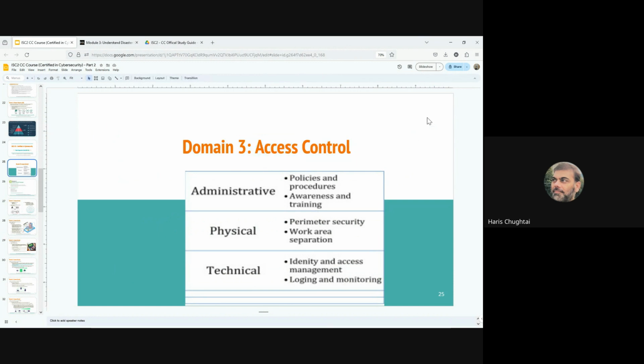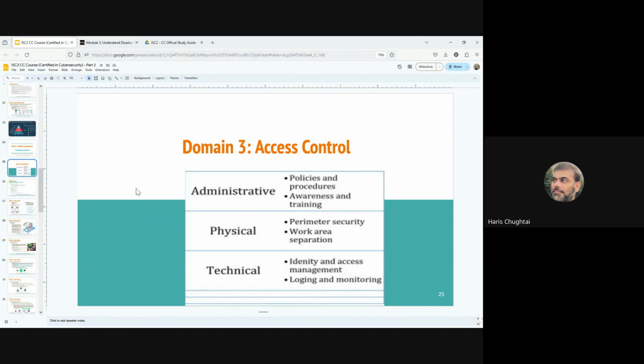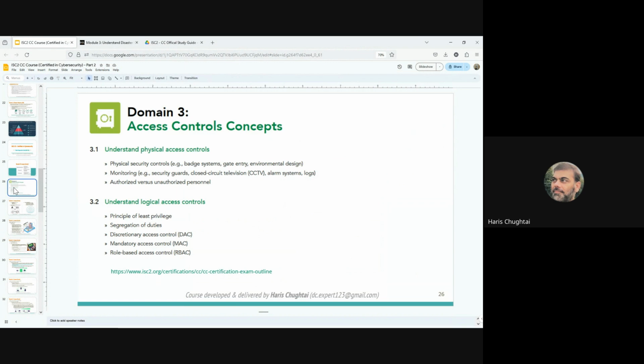So in order to control the access to anything, we have to make sure that it's not just technical; we also have physical and administrative controls in place. So keep in mind, technical is not sufficient to protect an asset from any wrongdoings. In this domain, we're going to study some of these things.